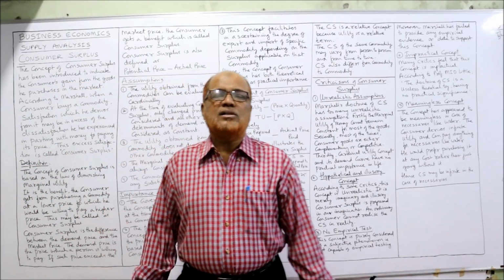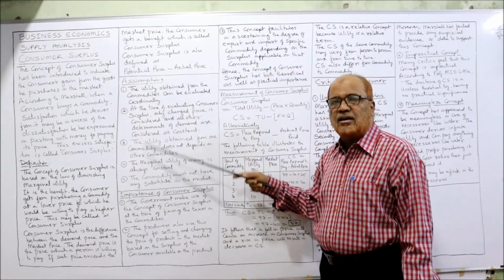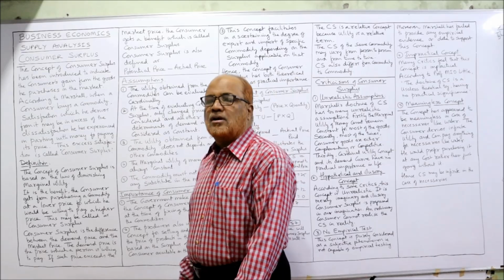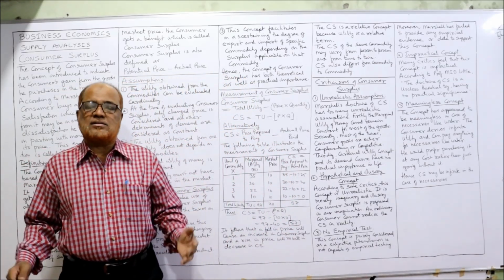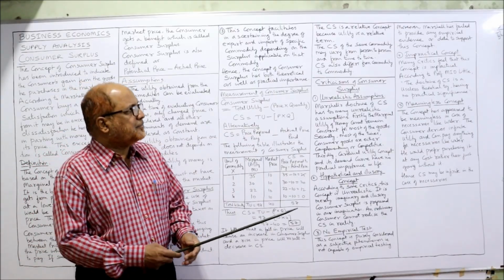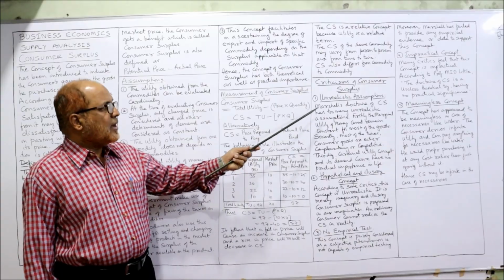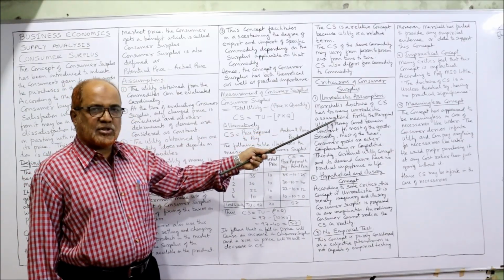Just now I told you consumer surplus is based on a number of assumptions I have explained here. 5 assumptions I have explained. But all the 5 assumptions are unrealistic in practice. The assumptions are unrealistic. What are the unrealistic assumptions? Marshall's doctrine of consumer surplus has too many unrealistic assumptions.